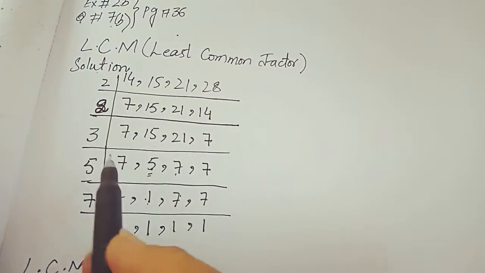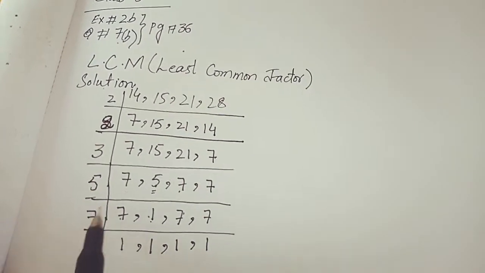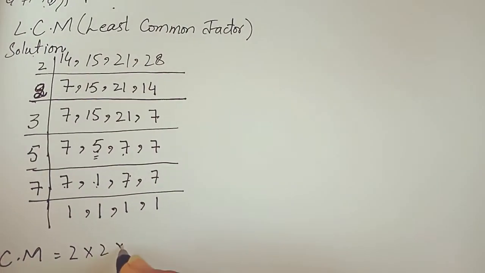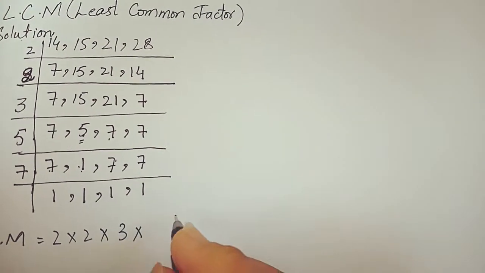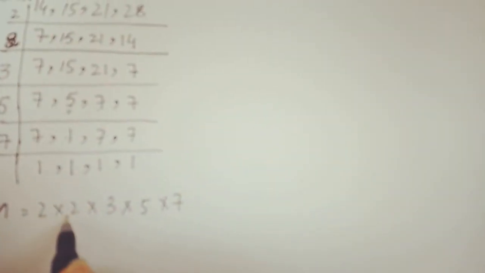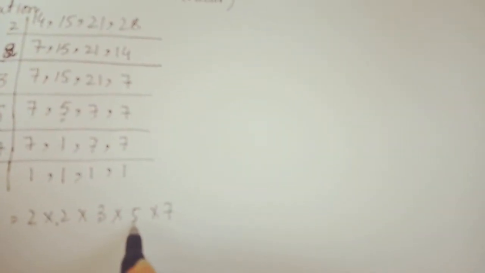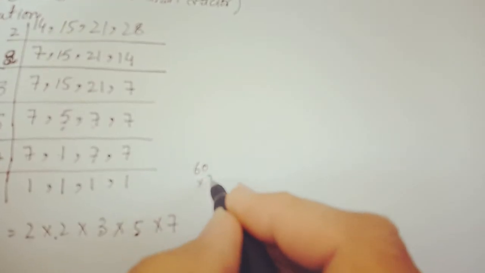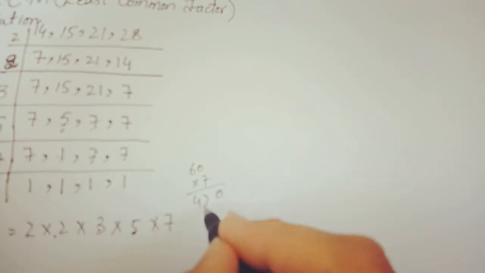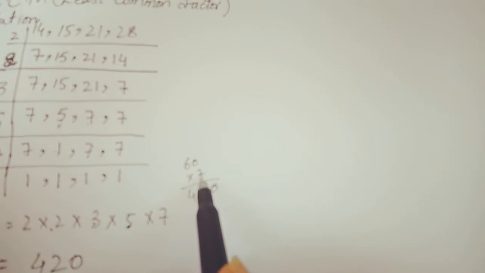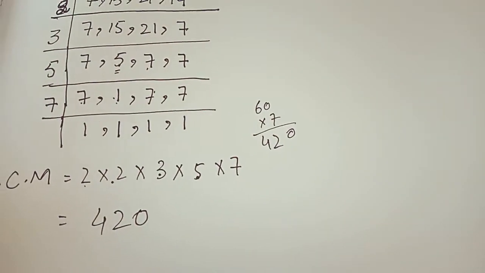Two multiply by 2, multiply by 3, multiply by 5, multiply by 7. 2 2s are 4, 4 3s are 12, 12 5s are 60, and 60 7s are 420. Clear?